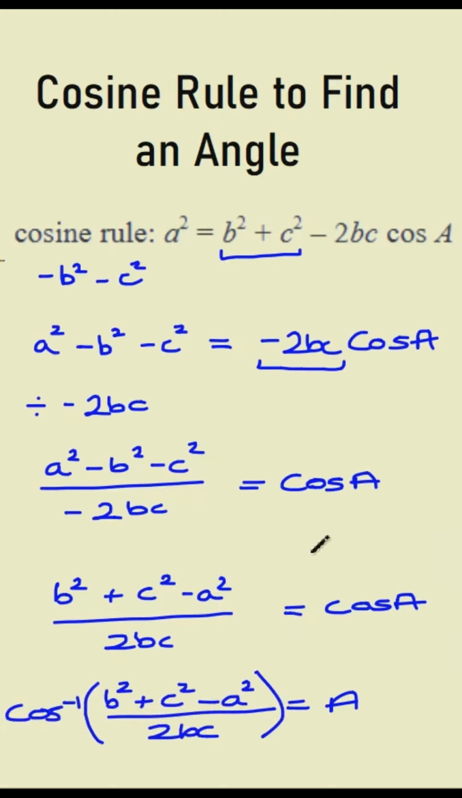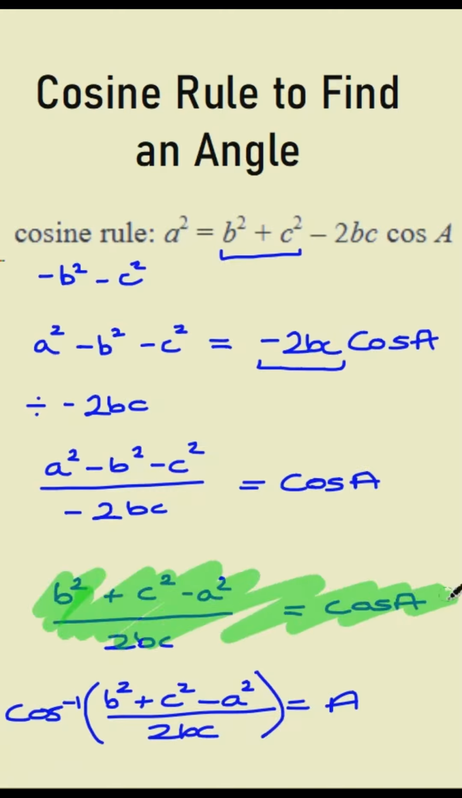This formula is not given to you on your formula sheet, so you need to be able to rearrange this one into this one for when you need to find an angle. There are other ways of doing it. You do not have to do the rearrangement. You could put it in that form, but it makes it a bit trickier. So if you learn the rearrangement, you'll find it easier.